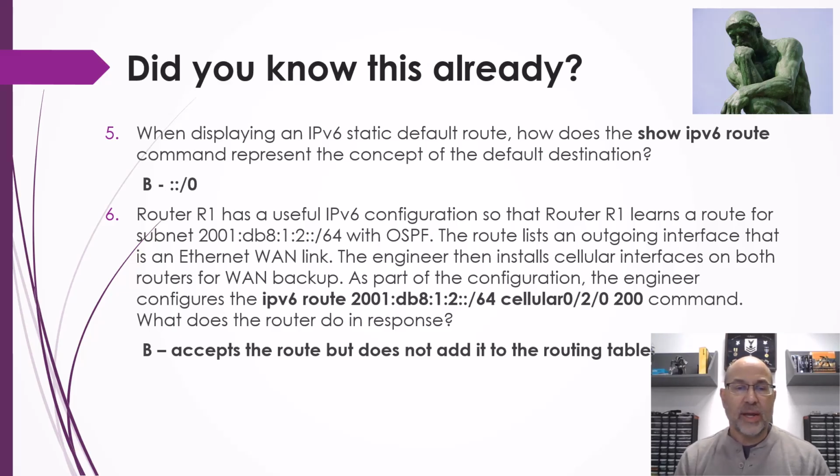Question number 6: router 1 has a useful IPv6 configuration so that router 1 learns a route for the subnet. The route lists an outgoing interface that is an Ethernet WAN link. An engineer then installs a cellular interface on both routers for WAN backup. Hint, hint, wink, wink, right there. It's a backup, so we don't want to use it all the time. So we're talking about floating static routes here. As part of the configuration, we add this part right here, which is the admin distance. What does the router do in response? It accepts the route, but it doesn't add it to the routing table because there's one with a better admin distance there.